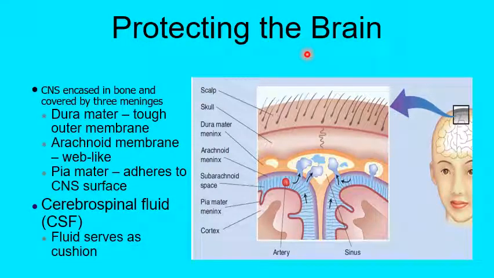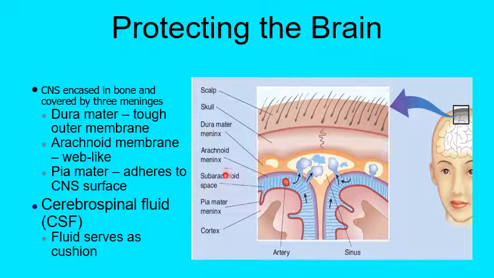Because the brain is a very important part of our humanity, certain mechanisms are there to protect it. The CNS is encased in bone and covered by three meninges: the dura mater, the arachnoid membrane, and the pia mater. The dura mater is the hard, tough outer membrane; the arachnoid membrane is web-like, that's why it's termed arachnoid; and the pia mater adheres to the CNS surface.